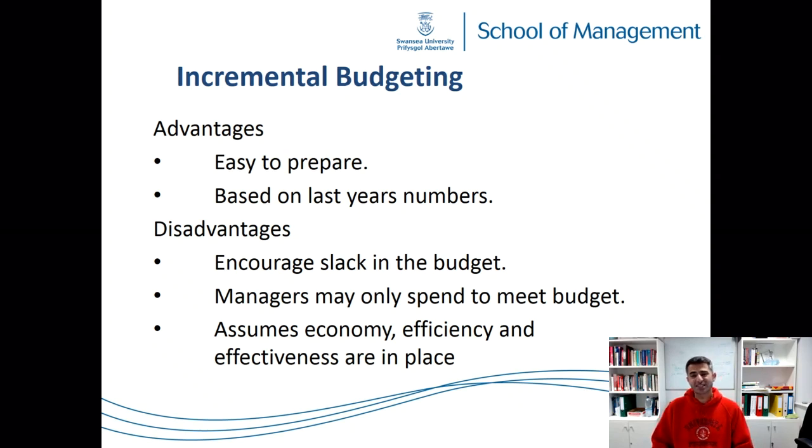But the disadvantages, as you see, it really does encourage slack in the budget. Slack in the budget means the managers over-budget the expenses for next year, and under-budget the revenues for next year. Why? Because next year they will have fewer expenses and more revenues, more sales. Here we go, the management did very well, and the manager takes a bonus. That's one of the disadvantages there.